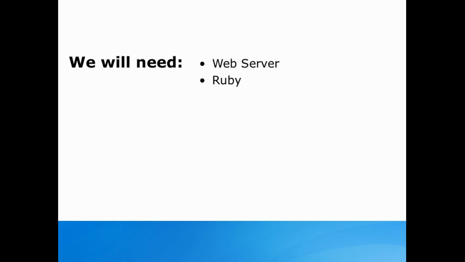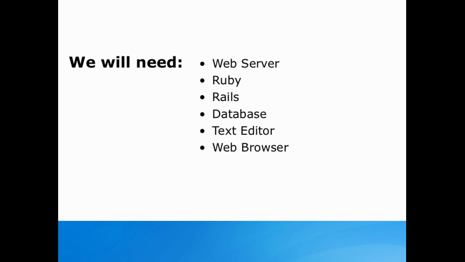Then we'll need Ruby, the programming language, because our computer will obviously need to understand Ruby if it's going to work with Rails. And Rails will be the next thing that we need to install, all the files that make the Rails framework do what it does best. We'll need a database, because ultimately we want to connect Rails to a database. And of course we'll need a text editor and a web browser that we can edit our files in and then view the results that come back from the web server.